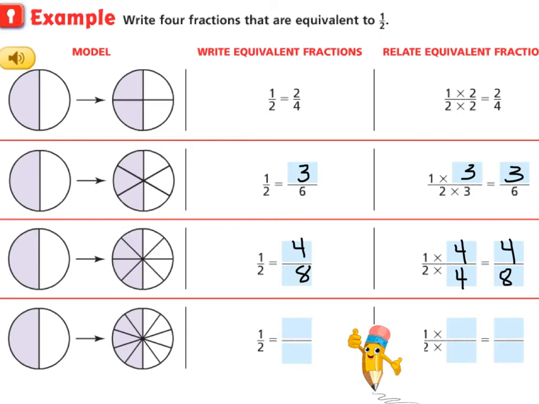And finally, 1/2 is equal to 5/10. If I start with a half, to turn it into tenths, I had to multiply by 5. 1 times 5 is 5, showing me 5/10.